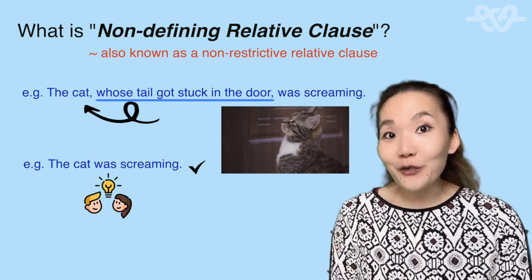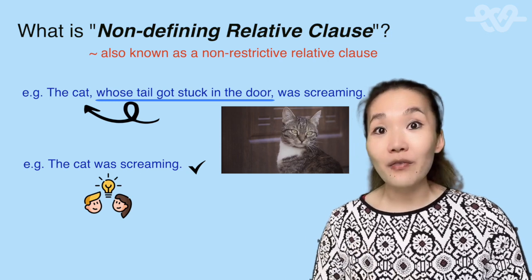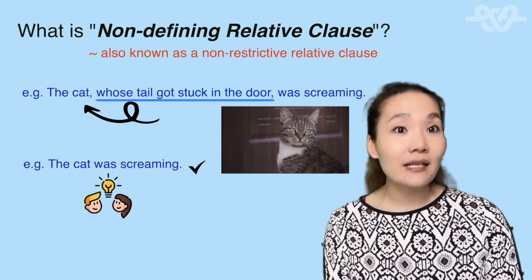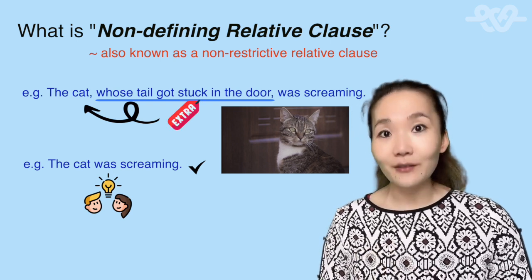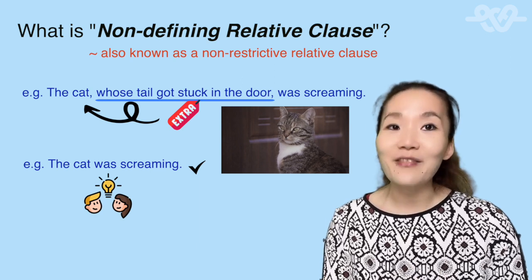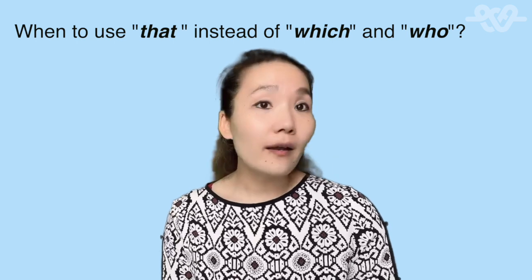In simpler terms, a defining relative clause is like a key piece of information that we need to know, while a non-defining relative clause is like an extra bonus detail that gives more information but is not crucial for understanding the main point. When to use that instead of which and who.